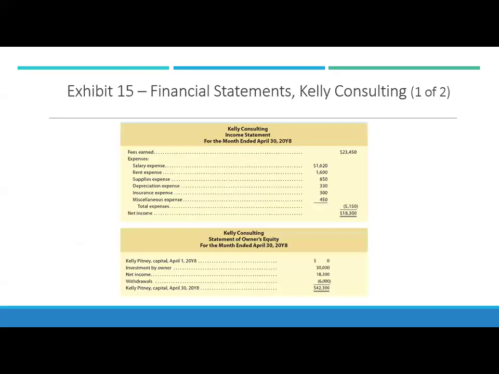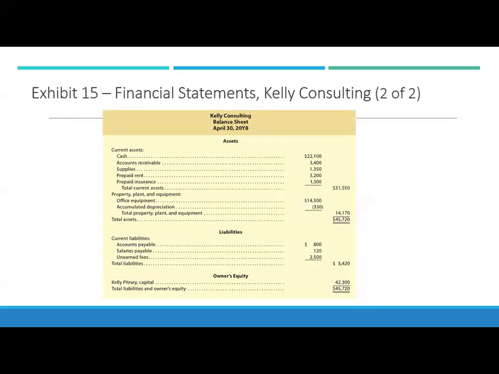And then, so we take our income statement accounts there. We have our equity. We know we started at zero. We had $30,000 in investment by the owner, some of which was cash, some of which was her furniture and the office, the accounts payable and the supplies. So we have beginning balance, invested by the owner, net income, withdrawals, ending balance.